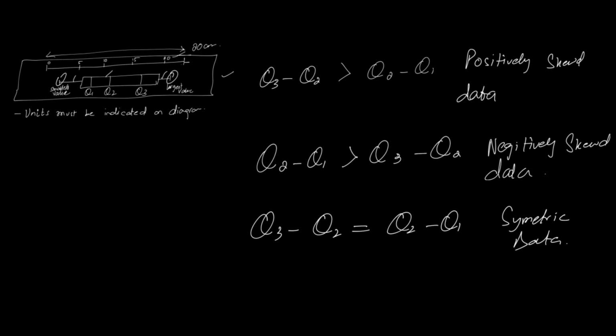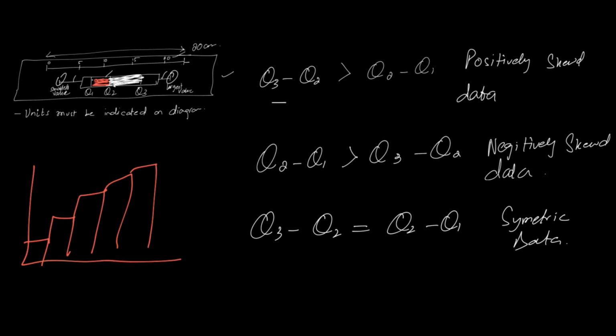So if we see that this quartile, the one between Q3 and Q2, is greater than this quartile, the one between Q2 and Q1, we can say that it is a positively skewed diagram, because if we draw a bar graph of this, the data will look something like this. It will have more frequency towards the greater amounts, so this means that it's positively skewed data.